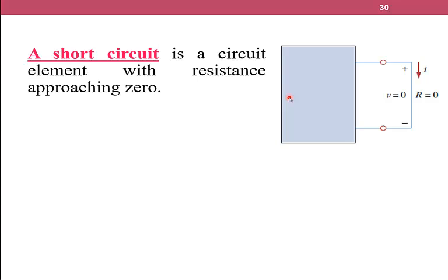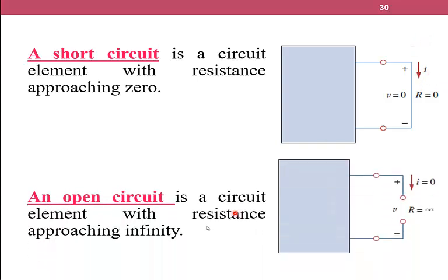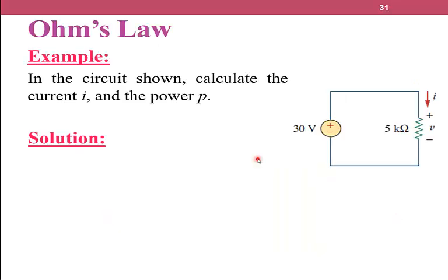There is a definition called a short circuit. A short circuit is a circuit element with a resistance approaching 0. For a conducting wire, the same wire, we have a short circuit. An open circuit is a circuit element with resistance approaching infinity, which means that I have a disconnection in the conducting wire.